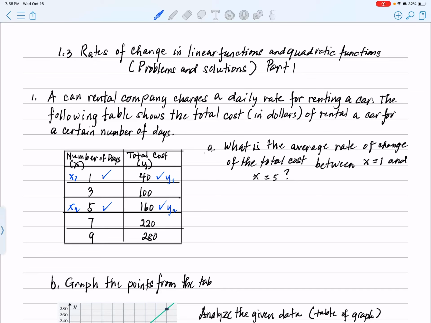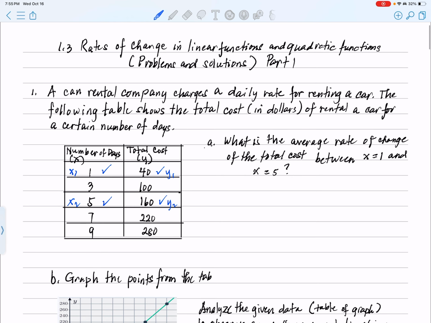Welcome to Matematika. Today we're going to do problems and solutions of rate of change in linear functions and quadratic functions. I'm dividing this video into two parts because there are a lot of problems and solutions that are related to the rate of change in linear and quadratic functions. So we're going to start with problem 1.